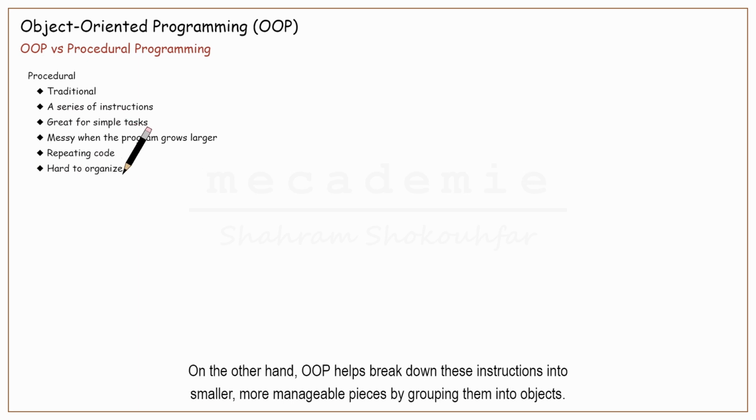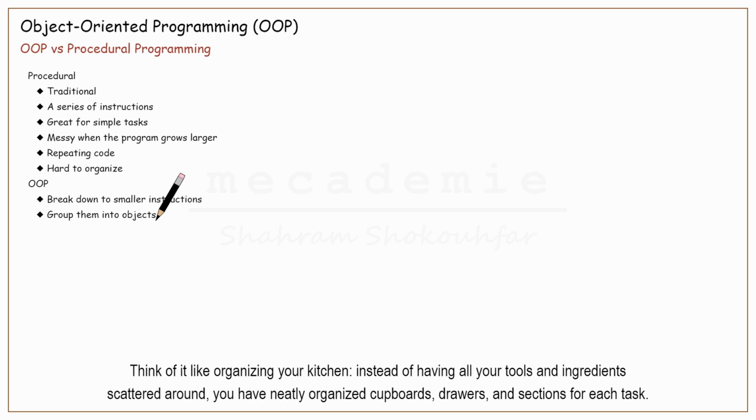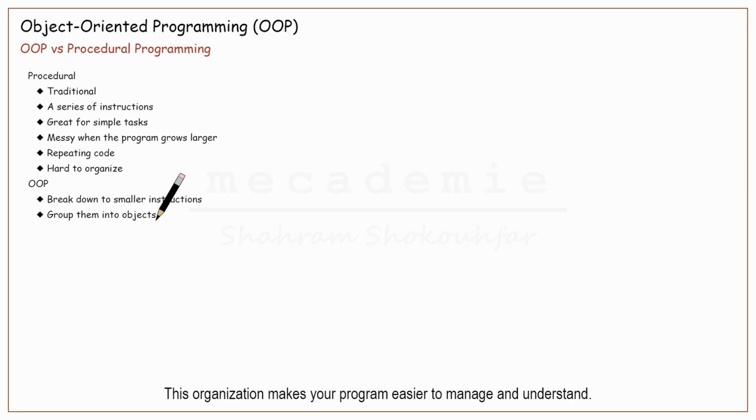On the other hand, OOP helps break down these instructions into smaller, more manageable pieces by grouping them into objects. Think of it like organizing your kitchen. Instead of having all your tools and ingredients scattered around, you have neatly organized cupboards, drawers, and sections for each task. This organization makes your program easier to manage and understand.